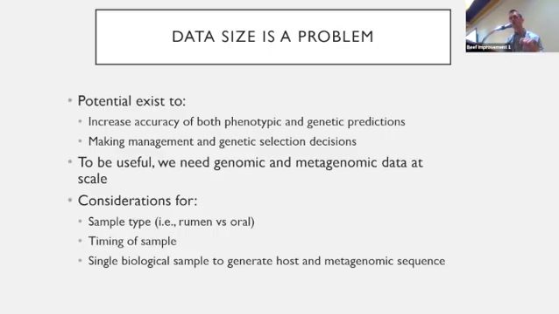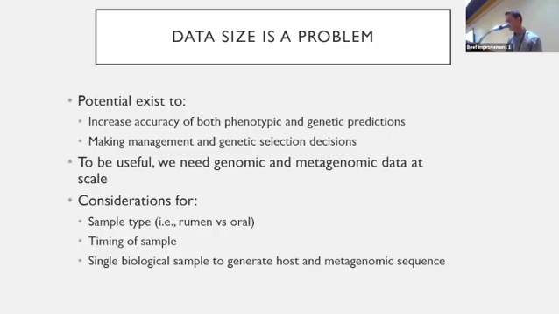Timing of sampling is going to be important too. Getting a sample closest to when the phenotype we're interested in is expressed would be ideal. But if we want to use that single metagenomic sequencing event to cover a wide array of phenotypes, there might have to be some give and take there.